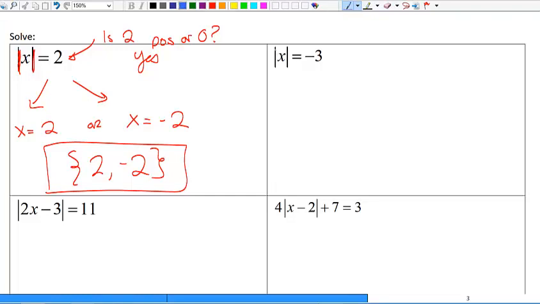Let's try this again. Are the absolute value bars isolated? Yes, they are, so that step's already done. Then I ask myself, is negative 3 positive or 0? Well, no, negative 3 is neither positive nor 0. So because the answer is no here, I cannot keep going. So my answer is simply no solution.